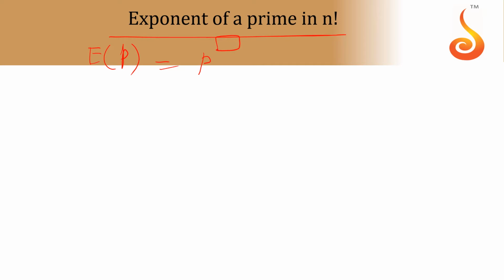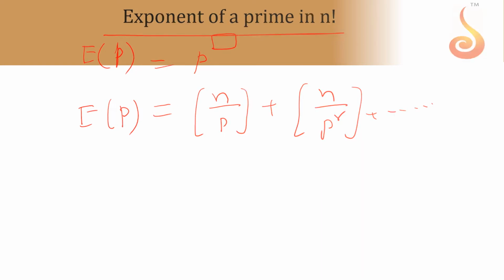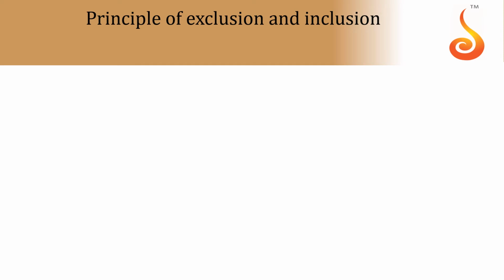So exponent of p in n factorial will be floor of n by p plus floor of n by p square plus so on until it vanishes. So this formula will give you the exponent of any prime number in n factorial. So very important.